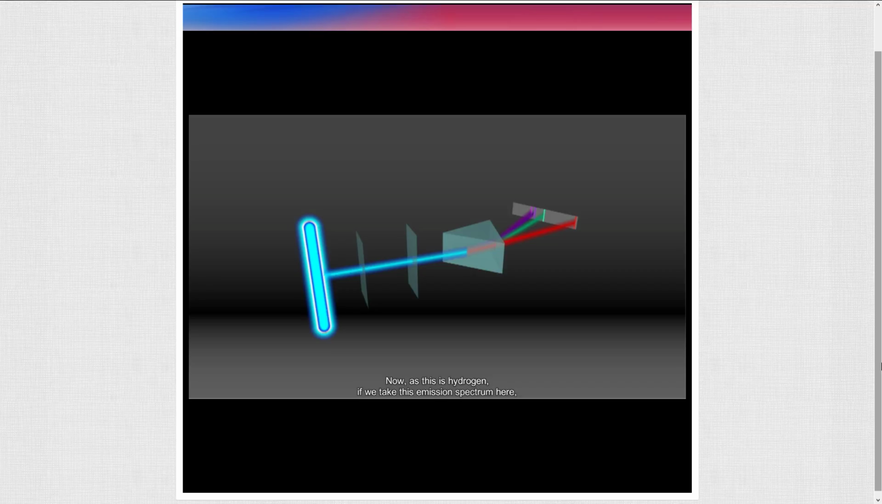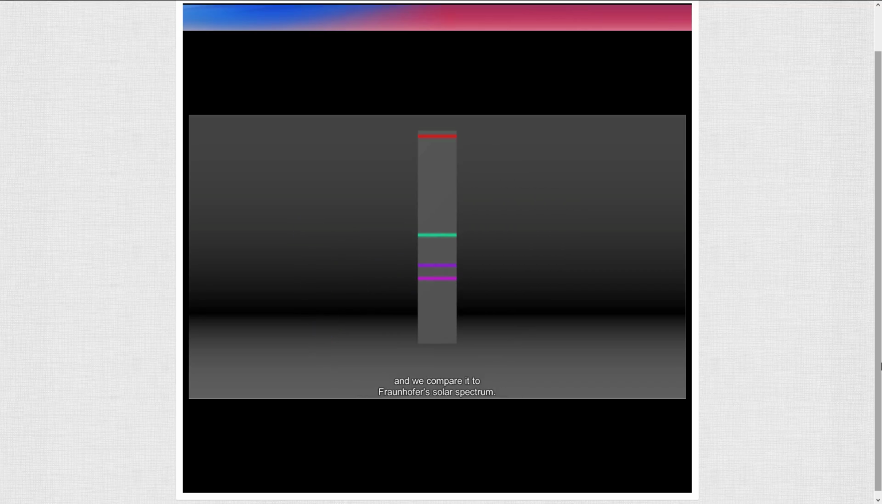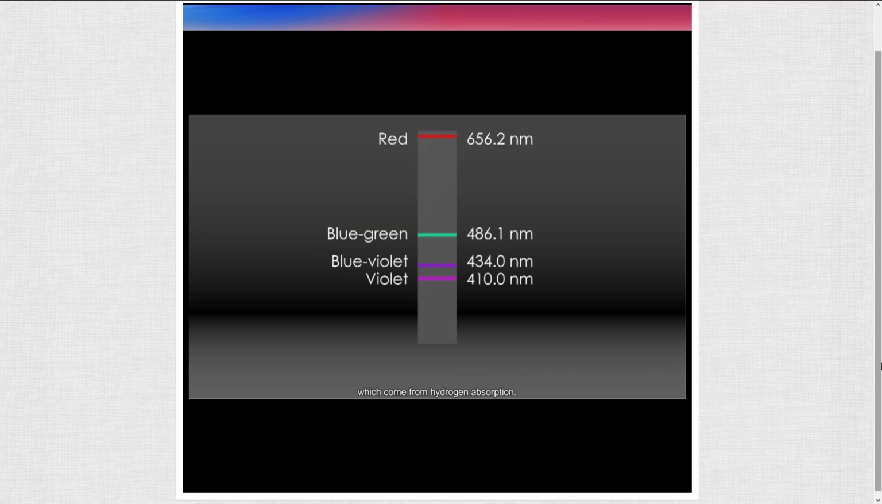Now, as this is hydrogen, if we take this emission spectrum here and compare it to Fraunhofer's solar spectrum, we will see that some of these colored lines from the hydrogen emission match some of the black lines in Fraunhofer's solar spectrum, which come from hydrogen absorption. So we have two complementary methods.